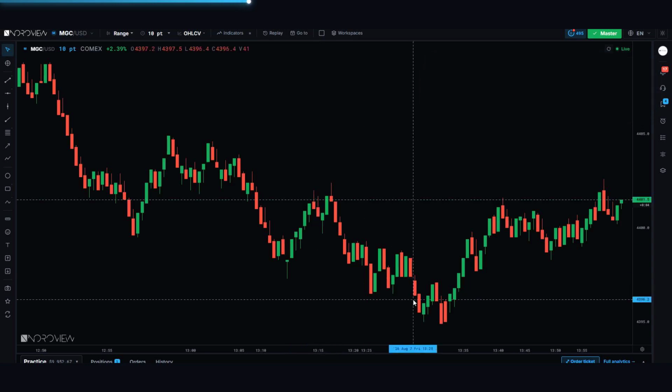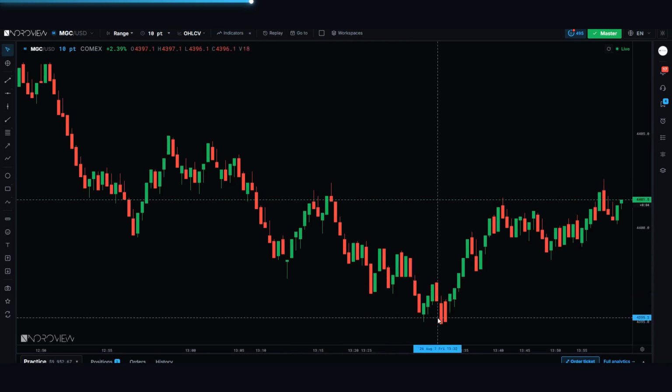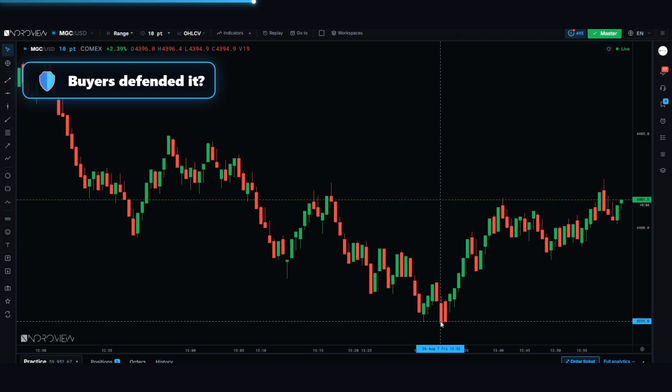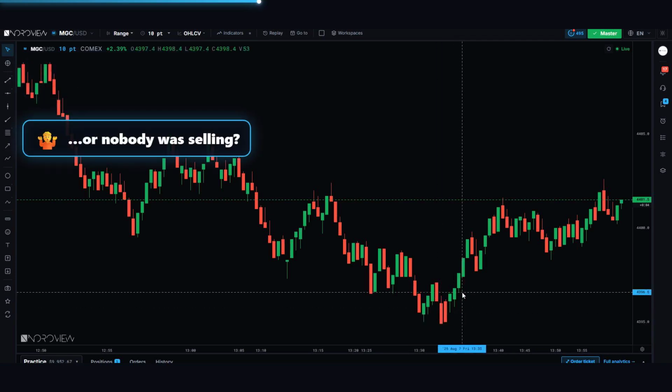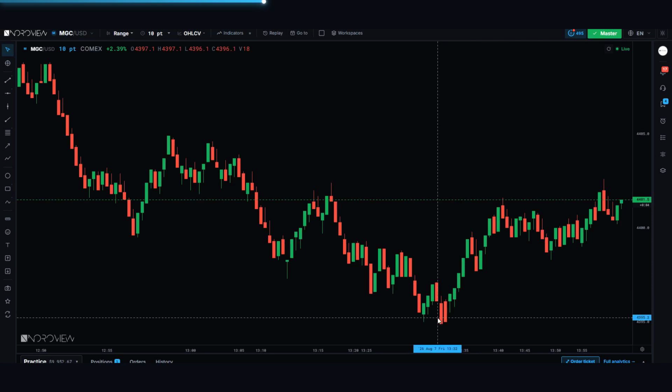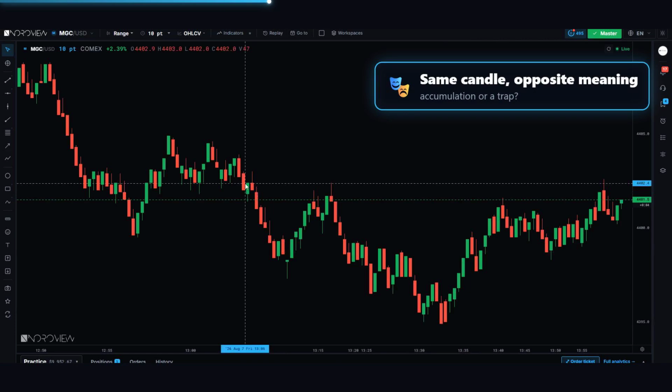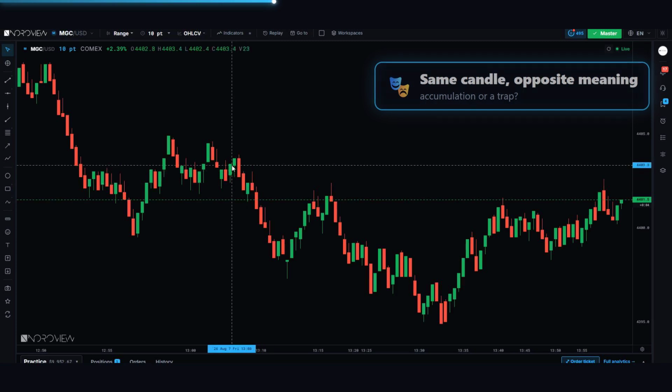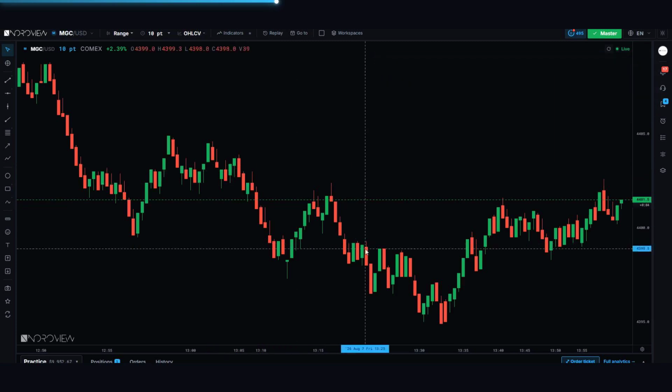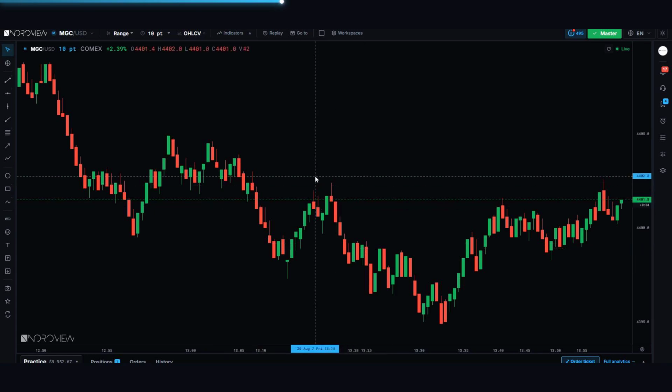Say price comes down into a level, touches it, and bounces away. Did it bounce because buyers stepped in and defended that level with real size? Or did it bounce because there were simply no sellers left and it drifted back up? Those are 2 completely different situations, and they print the exact same candle. And the third one, identical shapes can mean opposite things. 2 bars with the same body, the same wick, the same close. One is accumulation, one is a trap. From the outside, you cannot tell them apart. That's not an opinion. That is just what 4 numbers can hold.